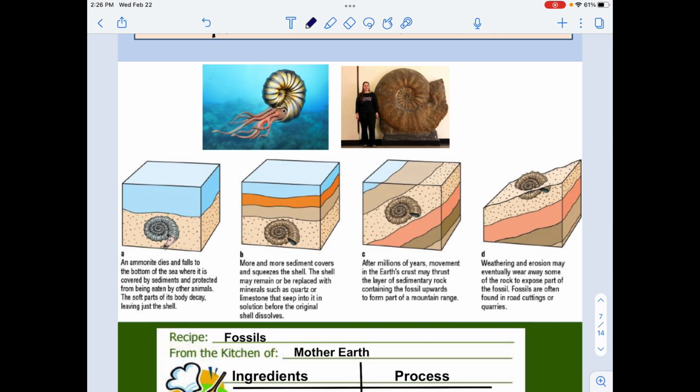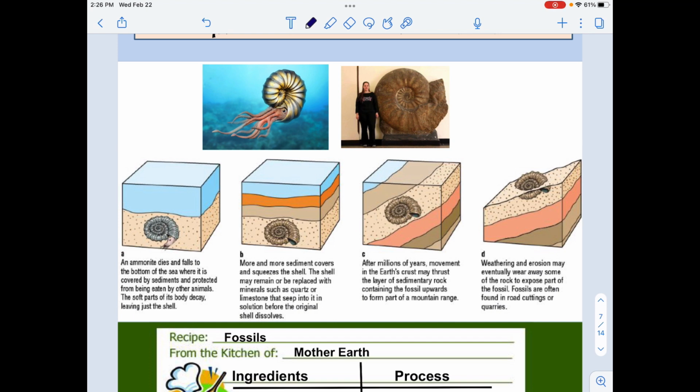But when an ammonite dies, it falls to the bottom of the sea and then sediments cover it. So other animals can't really eat it, right? And the soft parts of its body start to decay. So that's why we don't really have evidence of that squid part, right? Just really the shells in a lot of cases. More and more sediments cover and it squeezes the shell, and that may remain or it may be replaced with minerals like quartz or limestone, and they seep into this solution before the shell dissolves.